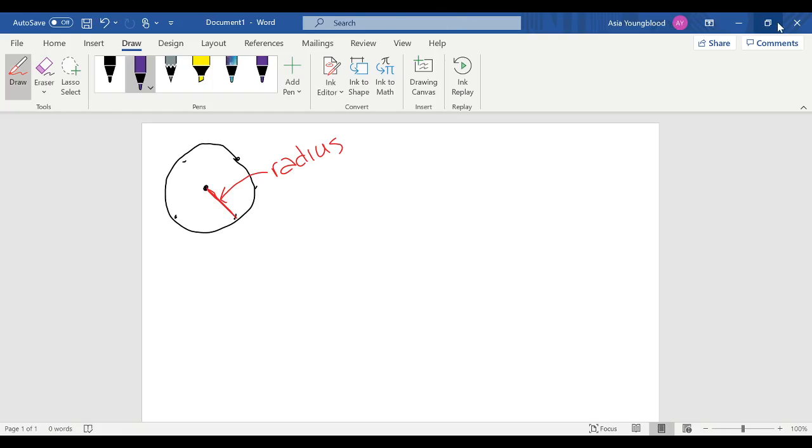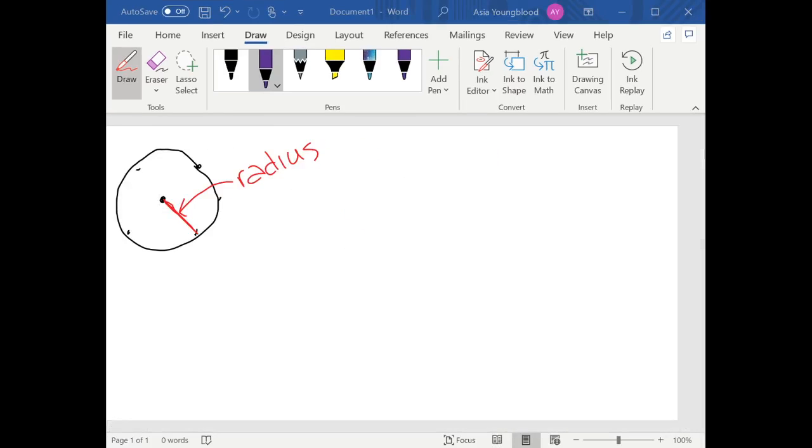Another key characteristic of circles is the longest distance across the circle. So we could draw multiple lines, and I'm going to erase these. If we draw this line here, that's an interesting line. If we draw this line here, oops.